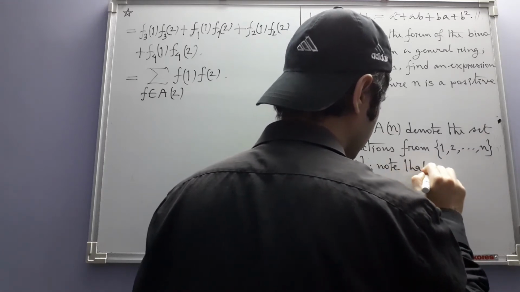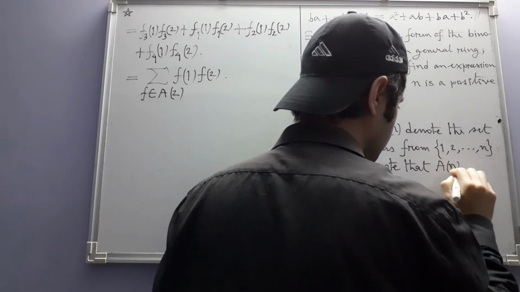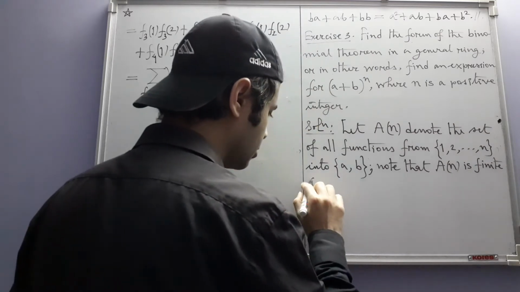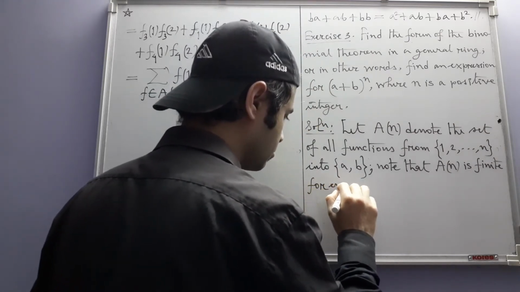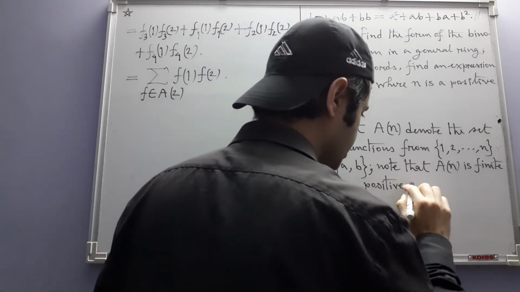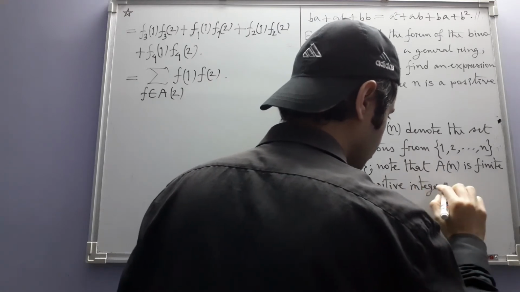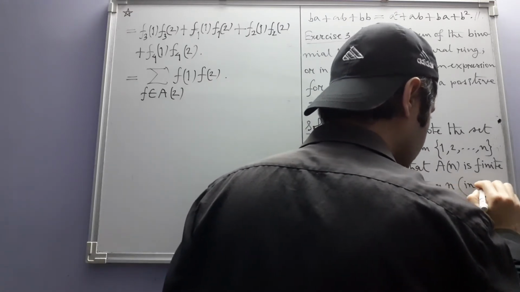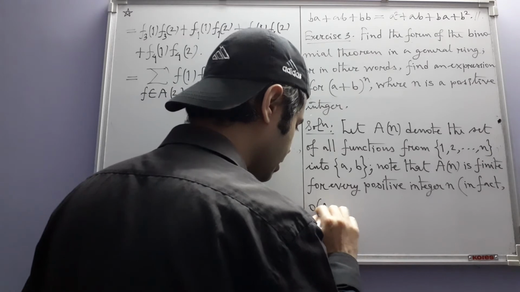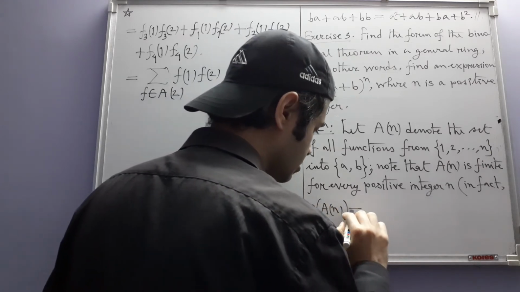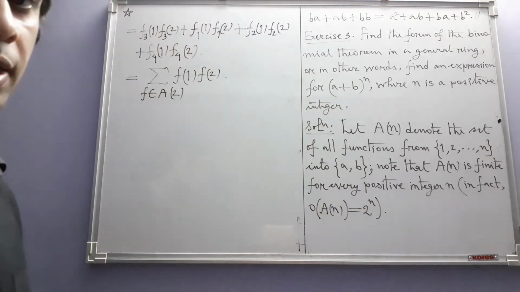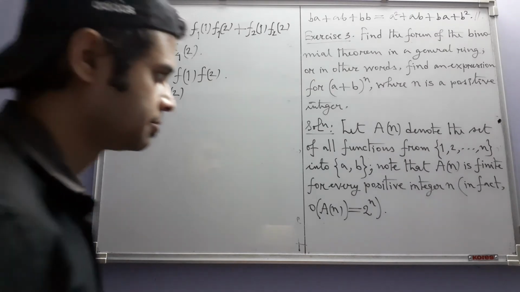Note that An is finite for every positive integer n. In fact, the number of elements in An is 2 to the power n. This can be proved, say, by induction on n or by some other considerations.